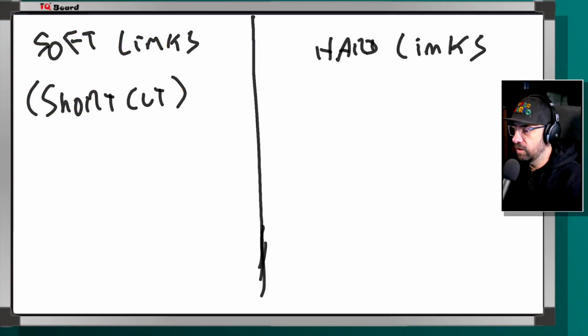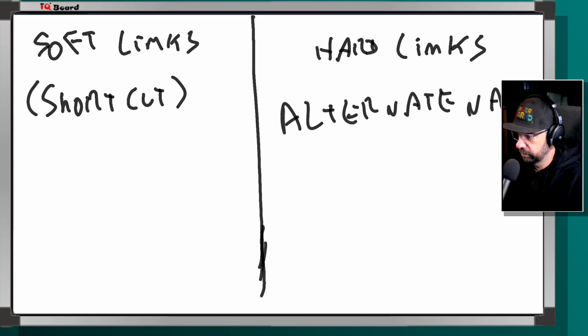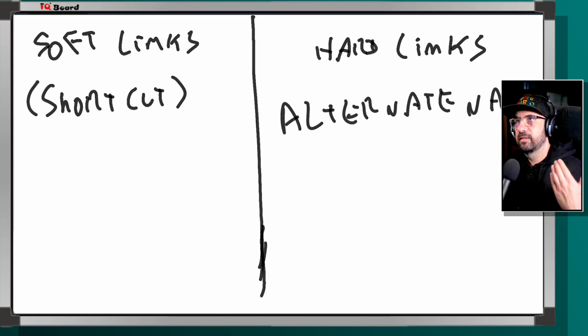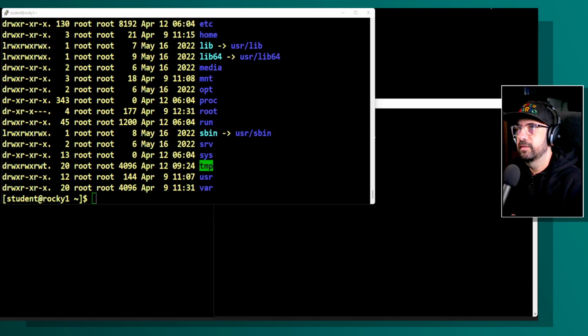Now, if you go to the hard links, hard links can be a very long matter to discuss, but I will keep it very, very simple. So let's say hard links are alternate names. Let's try to write this, alternate names. Okay, it's a different name for the same file. Of course, this can be a very long discussion, but I will keep it really simple.